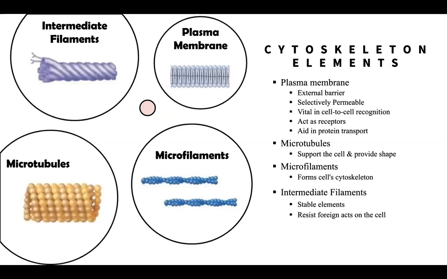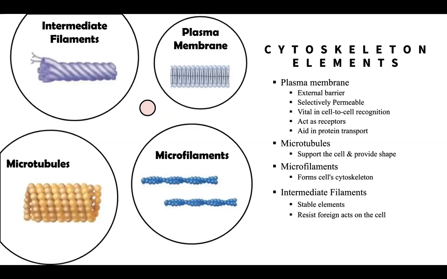Moving on to the cytoskeleton elements, this part of the animal cell structure consists of the plasma membrane, microtubules, microfilaments, and intermediate filaments. These elements are vital to the animal cell because they not only provide structure and support for the cell, but they aid in essential cell functions.